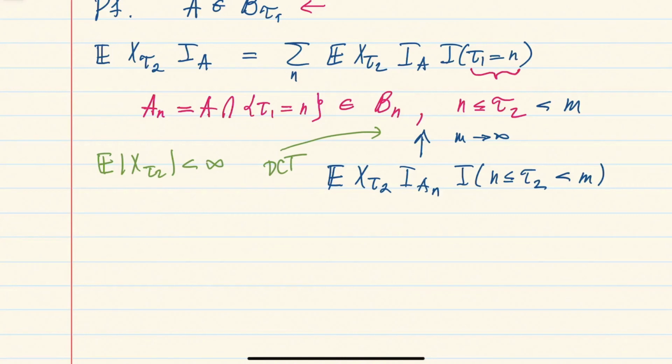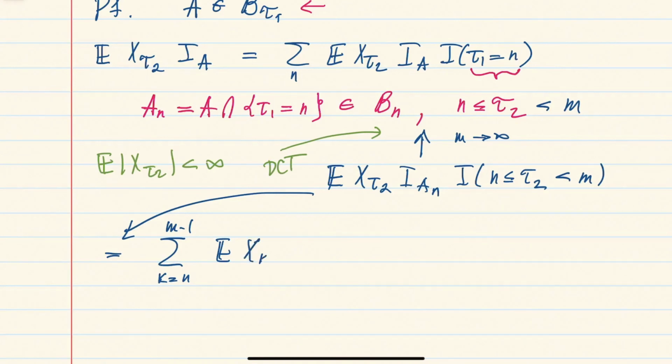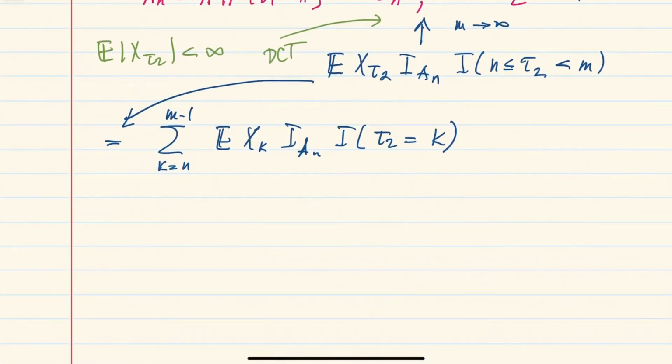All right, and then we are going to write this expectation here as a sum over the second stopping time. So we'll take a sum from n to m minus 1 of the expectation of x tau2, but since I'm going to force tau2 to be equal to k, I'm just going to write xk here. And so indicator An, and indicator that tau2 is equal to k. So I'm just writing it as a sum over specific values for tau2.